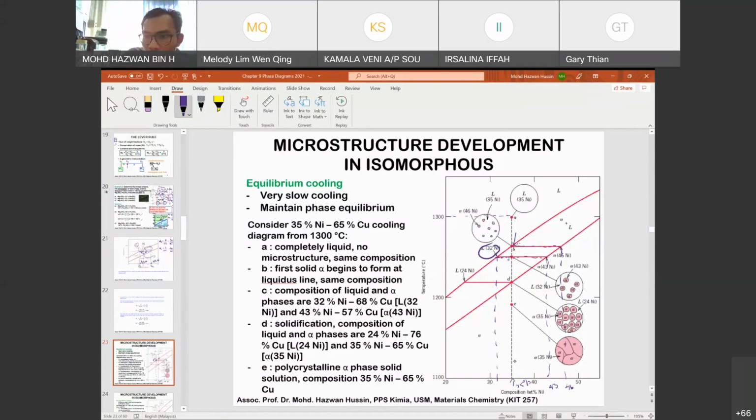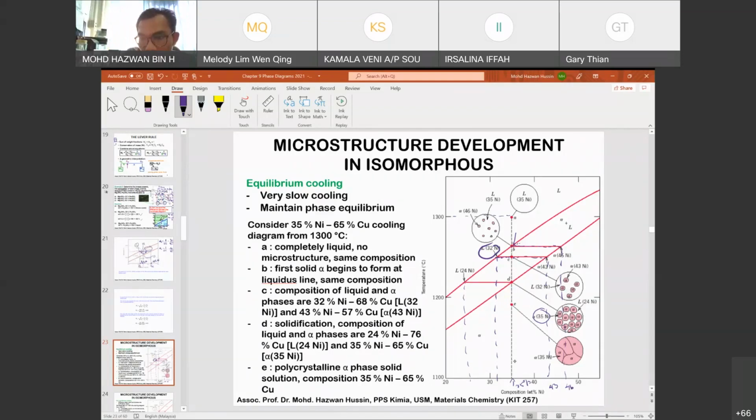Point D is still at alpha plus liquid, but it is actually at the phase boundary of the solidus line. So solidification starts to occur. Composition of liquid and alpha phase are 24% nickel and 35% nickel. Now it is located at the solidus line, so composition of alpha is equal to 35 and composition of liquid is now equal to 24. The grains are starting to become even bigger and start to meet each other.